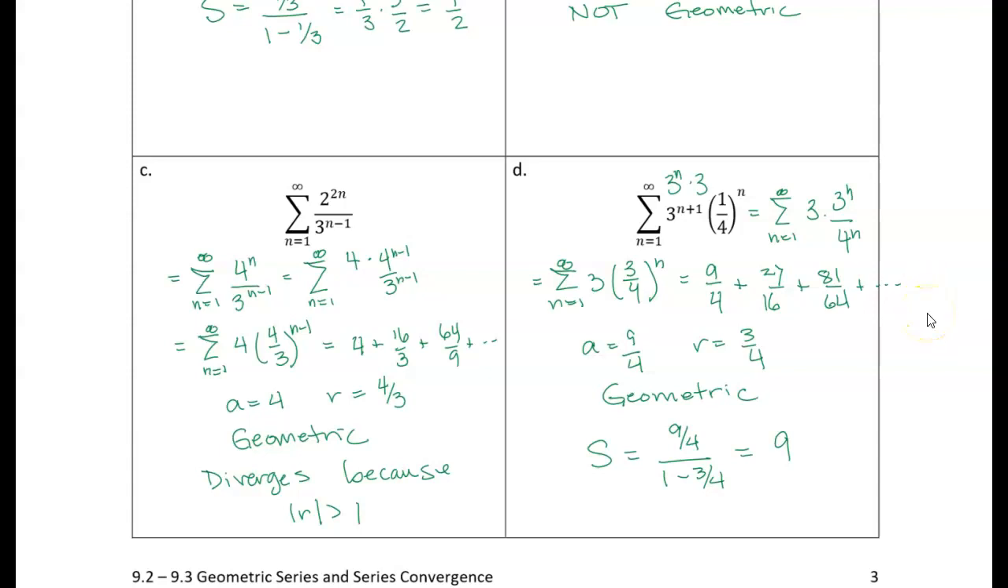So I've got one more example, looks like, to go over, and then you'll be ready to work on the discussion questions.